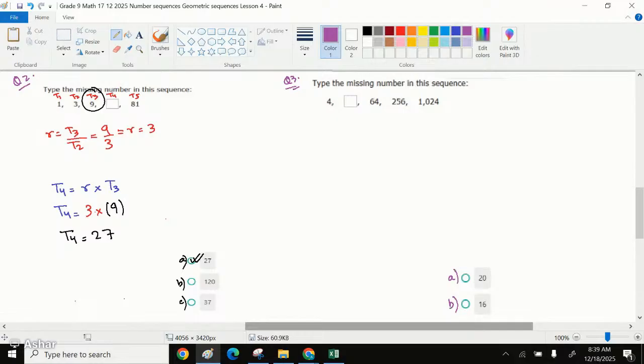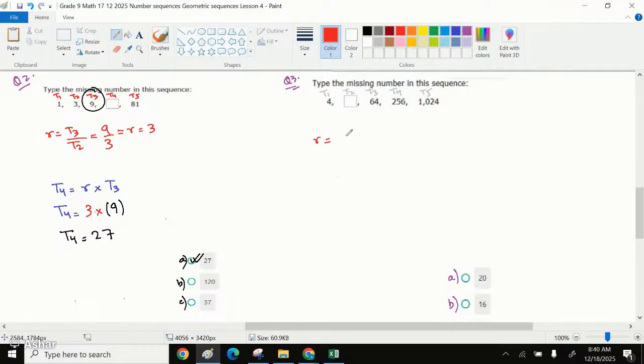The term number 1 is given as 4. The term number 2 is missing. The term number 3 is 64. Term number 4 is 256. And the last term given is term number 5, that is 1024. So we would write term 1, term 2, term 3, and term 5. It's your choice. How do you find the ratio between term 4 and term 3, or term 5 and term 4, right? Any two consecutive terms.